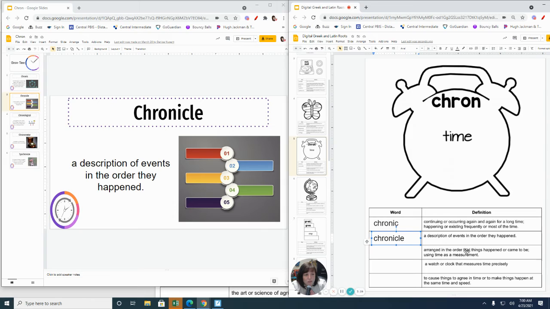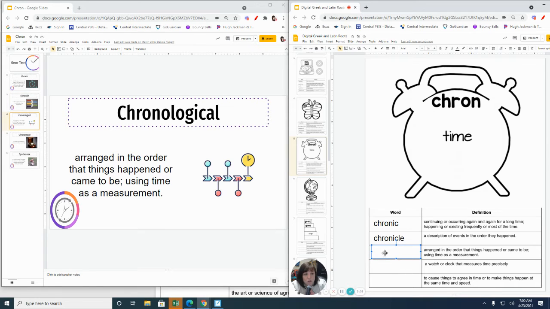The next one is arranged in the order that things happen or came to be, using the time as a measurement. And this is the one that we use: chronological. When we put things in chronological order, like we did with our Black History Month project, we can say that we put them in time order, and that would be called chronological, arranged in the order that things happen. So you can see that there's like a chronological order right there.